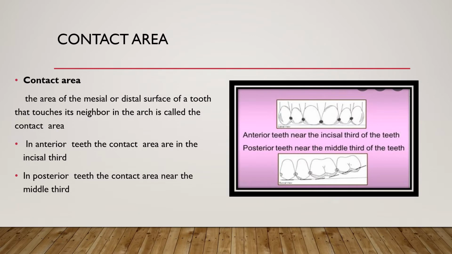Contact area is nothing but the area of the mesial or distal surface of the tooth that touches its neighbor in the arch. So when two neighboring teeth are contacting either on the mesial or on the distal surface, the area where they are contacting each other is known as the contact area. In anterior teeth, this area is present in the incisal third of the tooth, and in the posterior teeth, the area is present near the middle third, as you can see in the picture.